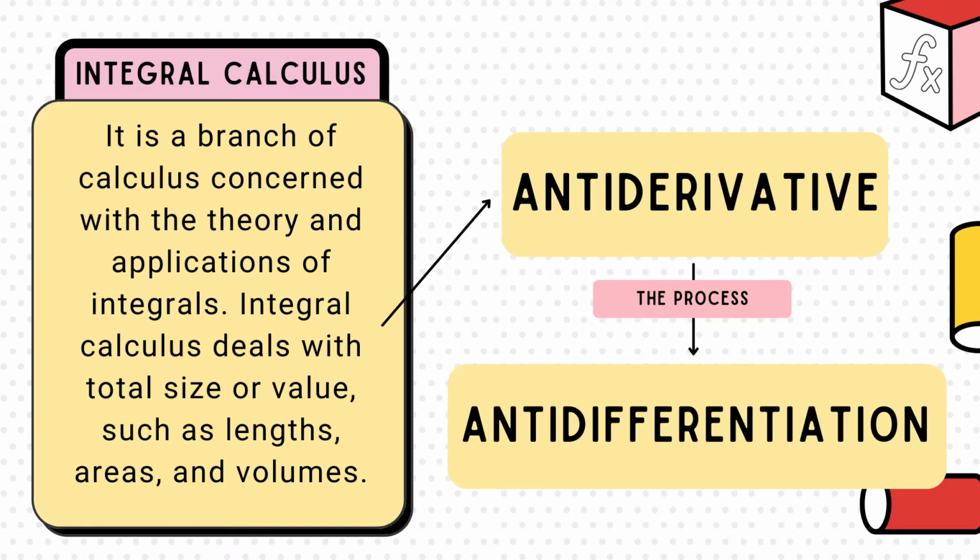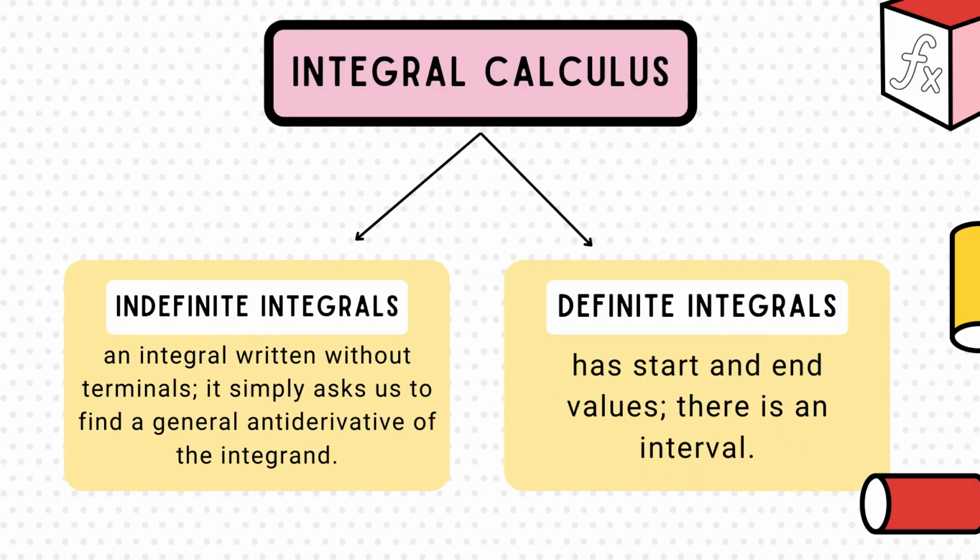In differential calculus, the process of finding the derivative is called differentiation. On the other hand, anti-differentiation is the reverse process of differentiation. It has two different types, the indefinite and definite integrals.